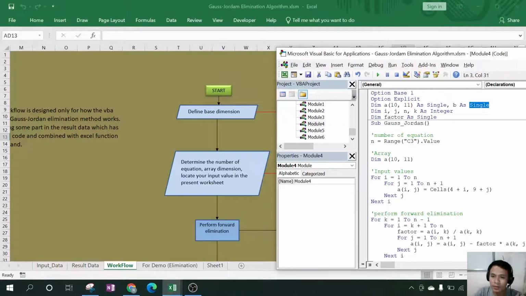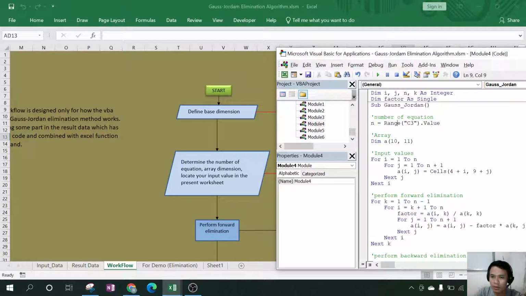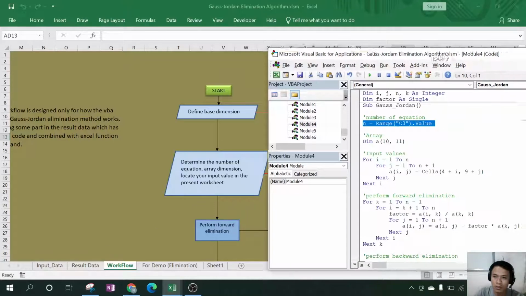Then as Integer for I, J, and K. Then dimension Factor as a Single. This is based on the number of decimal places that it can still read. Okay, then here the sub command or the module that we are going to use is Sub Gauss-Jordan. Then the number of equations is here. This one is linked to our result data.